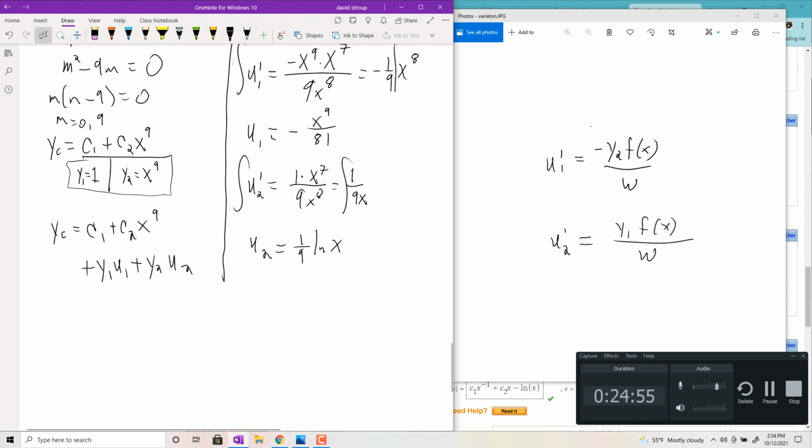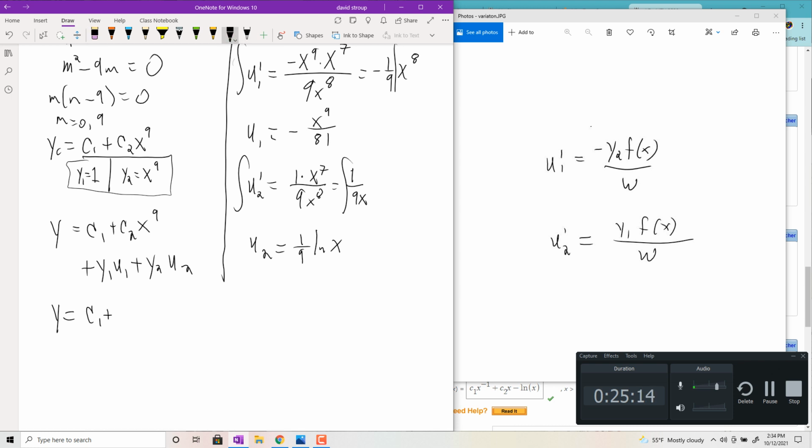And then you can form your solution. So the actual solution, not just yc. So the actual solution y would equal c1, the complementary part, y sub c, plus y1 u1 plus y2 u2. Okay, so let's write it.